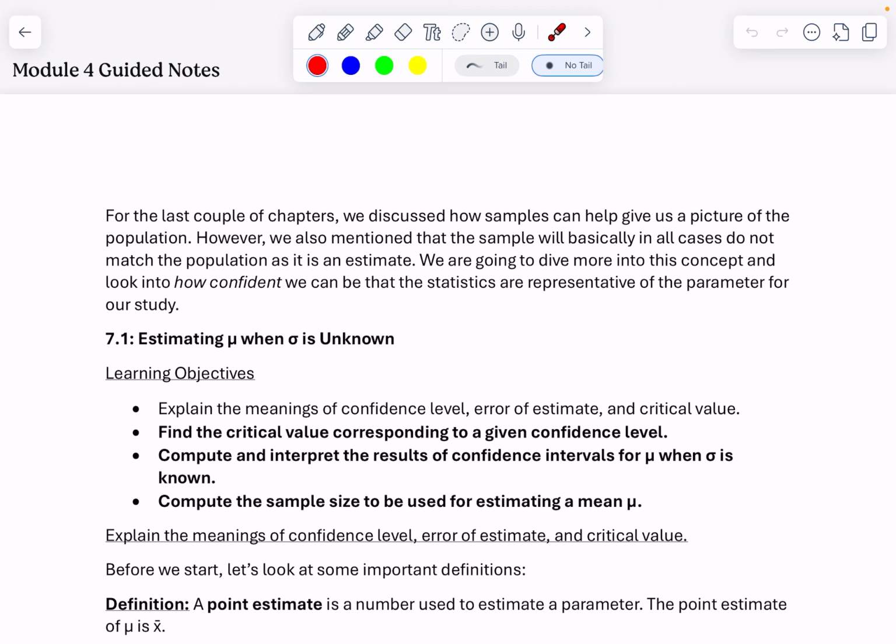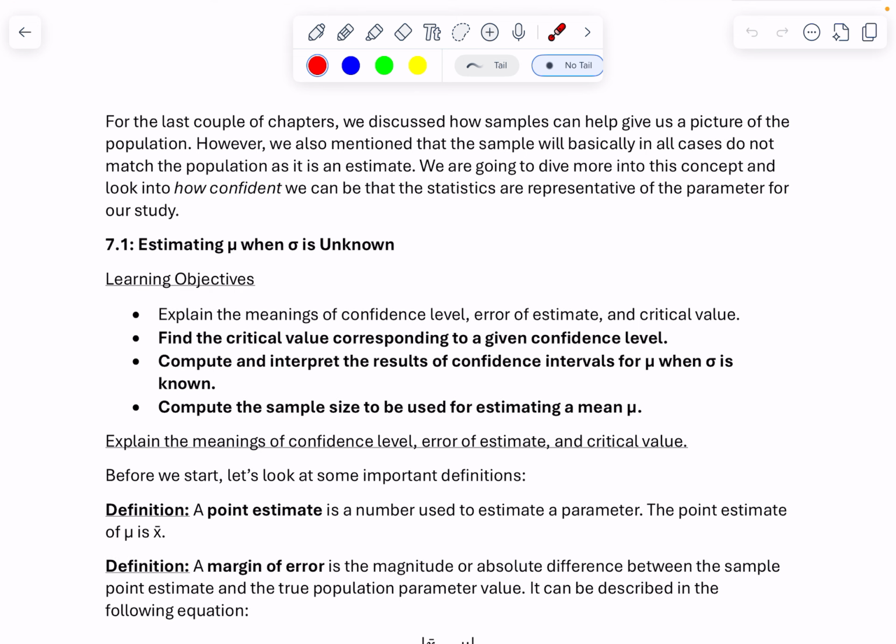So moving forward, we're going to start talking about how we can estimate the population mean when our population standard deviation is known. So this I actually should say known.